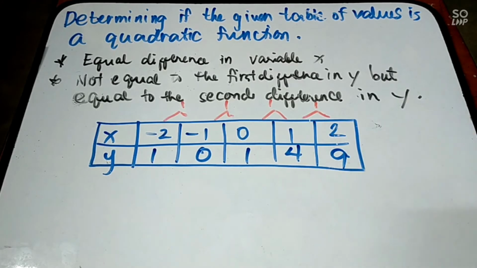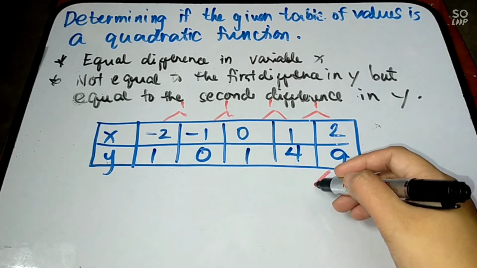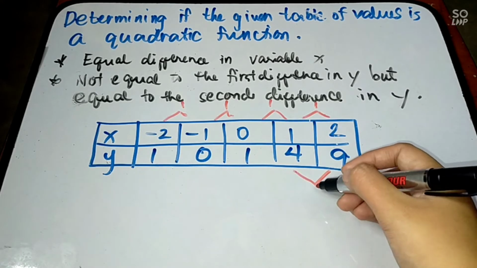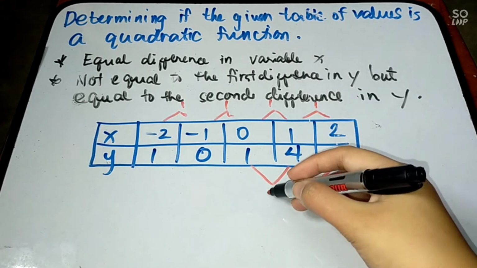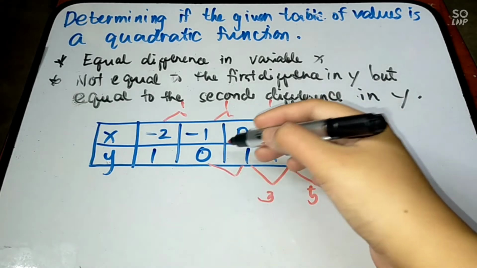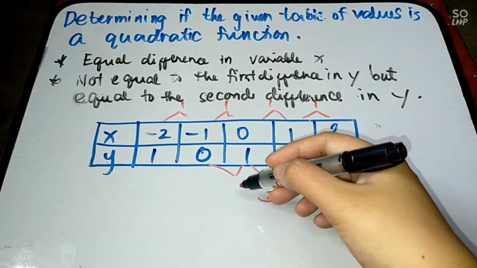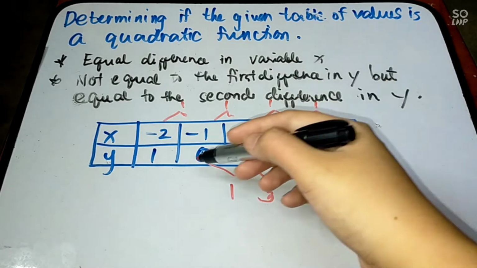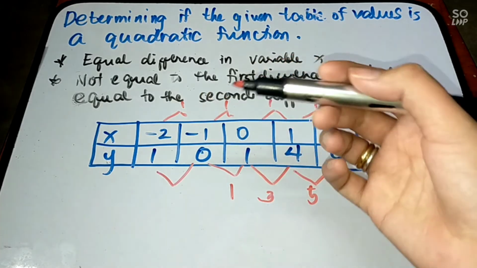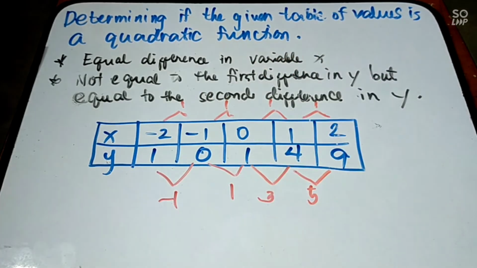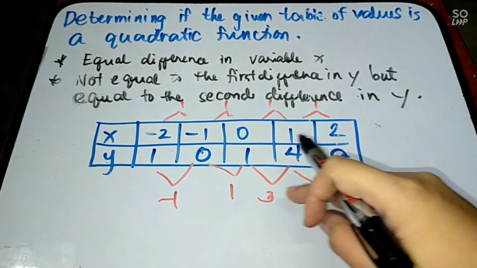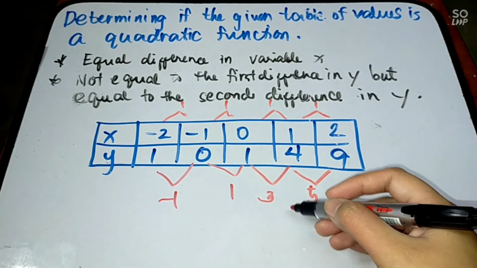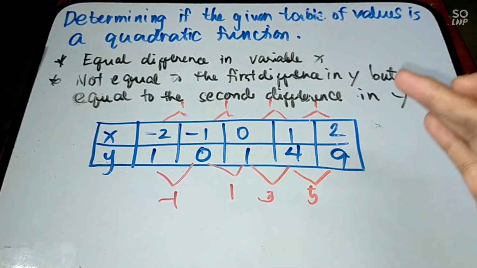So, sa y, dun ka ulit sa dulo mag-i-start. 9 minus 4, the answer is 5. Next, 4 minus 1, the answer is 3. 1 minus 0, the answer is 1. Next, 0 minus 1, the answer is negative 1. Then afterwards, we are going to subtract the second difference. So, since kung mapapansin nyo, hindi naman siya magkakamukha, doon na tayo sa second difference. Pag nagkamukha yan, therefore, this one is a quadratic function.